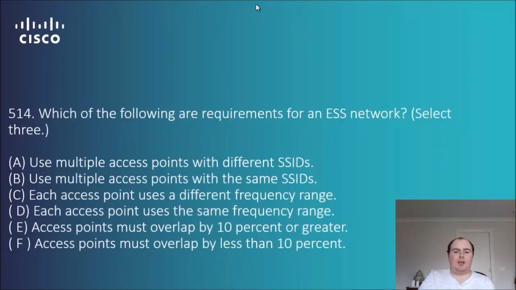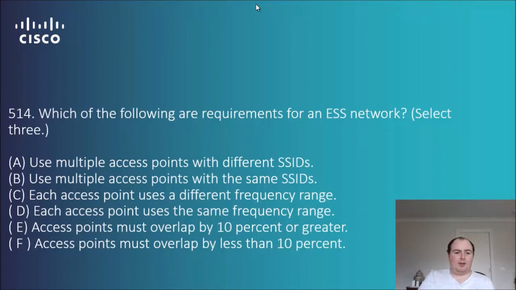5.14, which of the following are requirements for an ESS network? We've got select 3 this time. So we've got multiple access points with different SSIDs, and then the same. Different frequency range, same frequency range, access points must overlap by 10% or greater, access points must overlap by less than 10%.